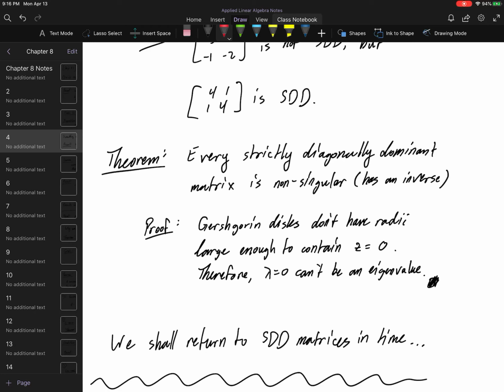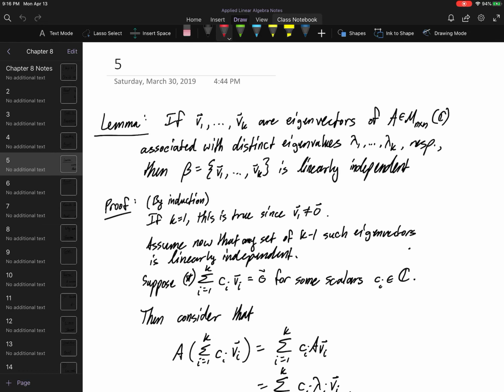And the theorem is that every strictly diagonally dominant matrix has an inverse. It turns out the Gershgorin disks here don't have a radius that's big enough to contain the origin in the complex plane. So that means that we can't have a zero eigenvalue, which means that our matrix has to have an inverse. So don't worry too much about SDD matrices just yet. We'll come back to them if we have time in iterative schemes when we talk about the Jacobi and Gauss-Seidel iterations. But that will end this video.